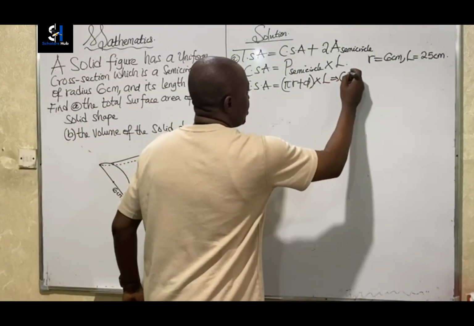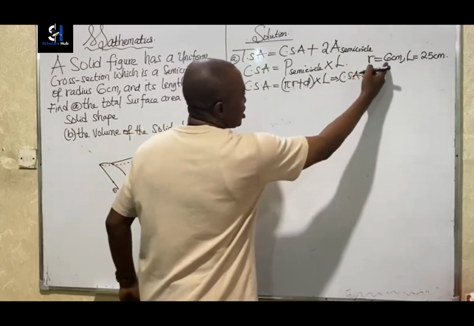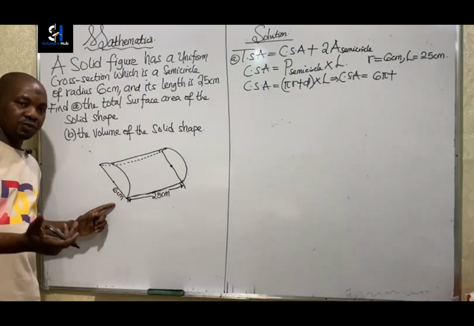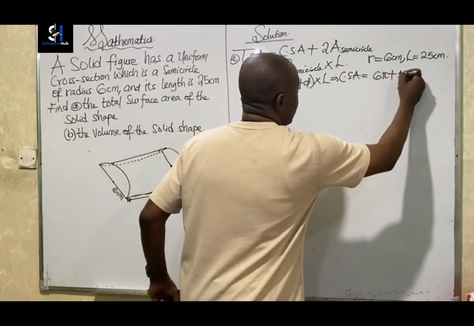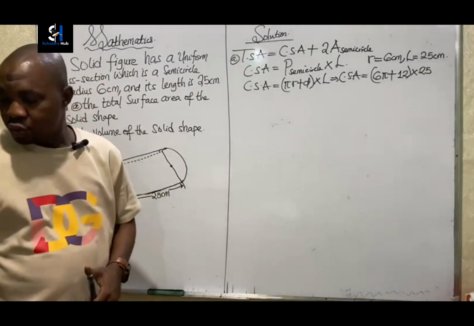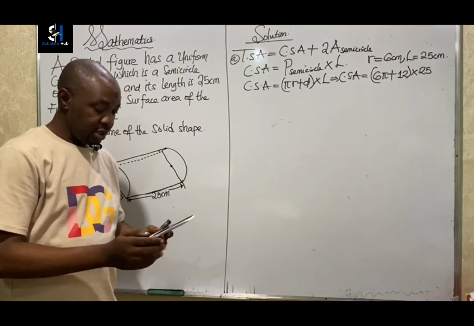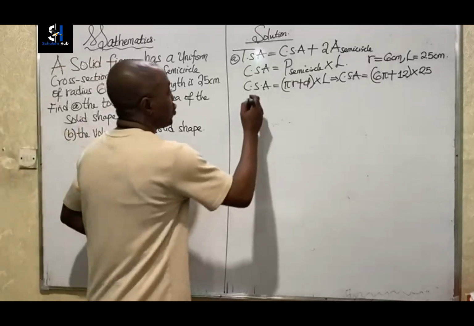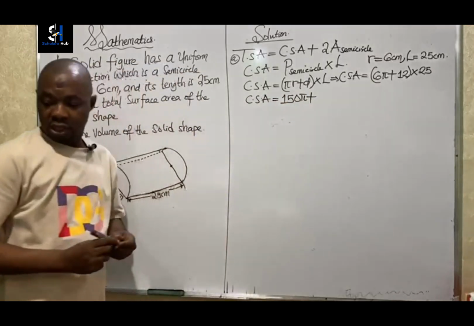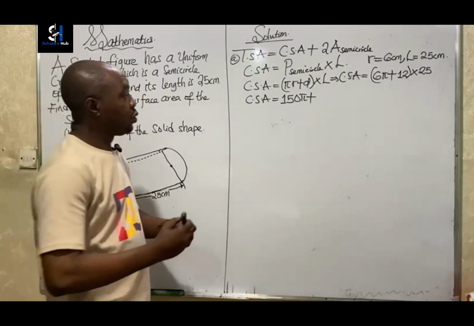From here, the curved surface area: we know the radius is 6, so we have 6 pi plus the diameter. The diameter is 2 times the radius, which is 12. Then we multiply by the length of the cross section, 25. 25 multiplied by 6 is 150, so we have 150 pi plus, when we multiply 25 by 12, that will be 300.